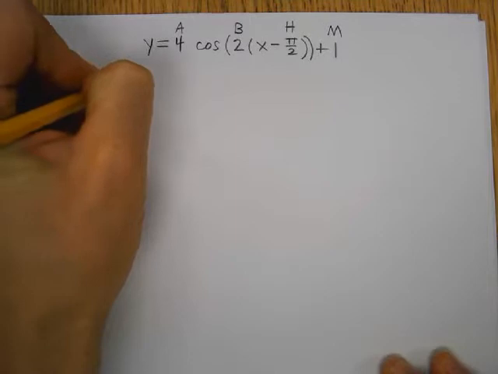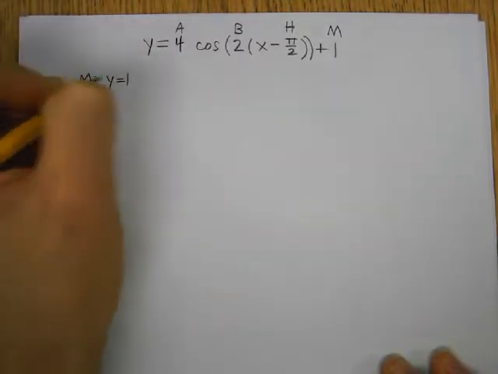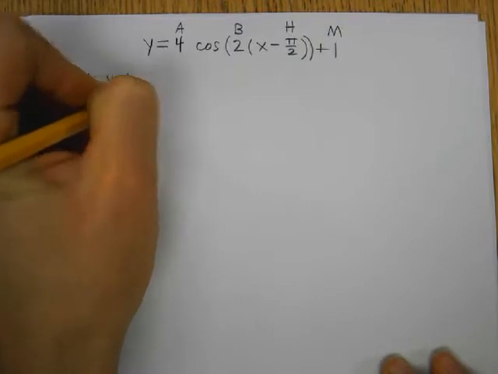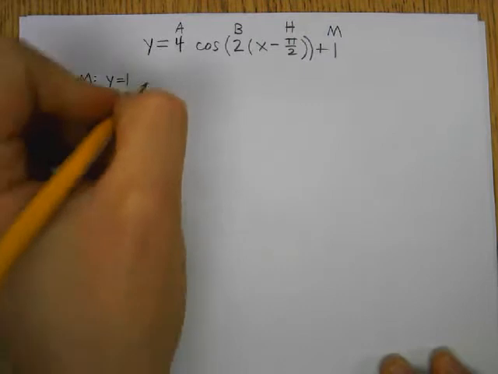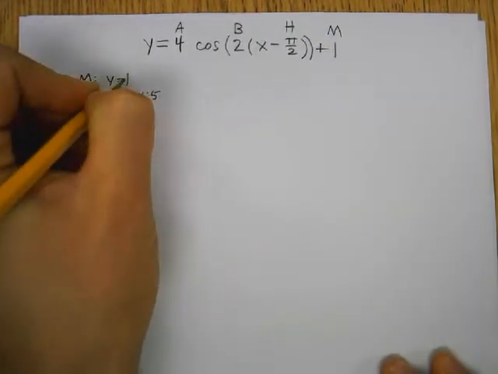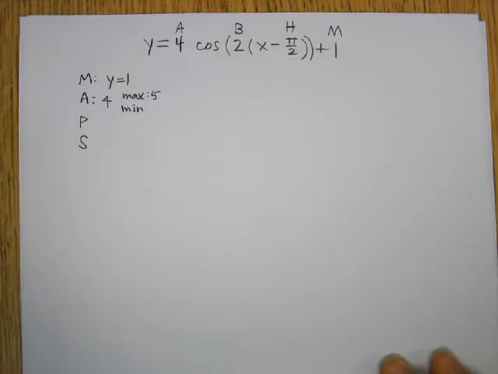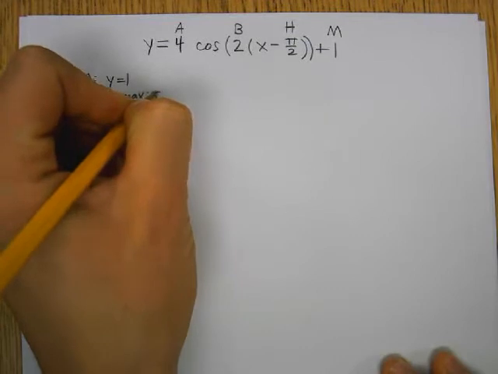My midline is y equals 1. My amplitude in this example is 4. That means that my max is going to be 1 plus 4, which means my max is now 5. My minimum is 1 minus 4, which means the minimum is now negative 3.